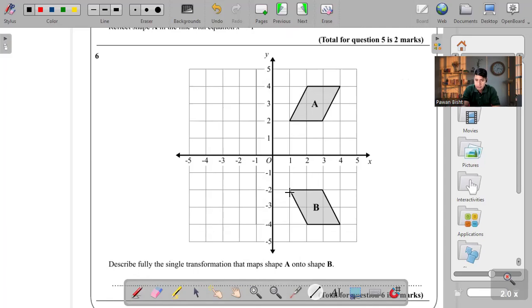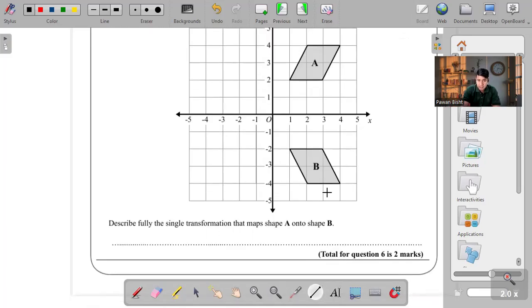Now see this point. This point is 2 units down of this x-axis, and this point is 2 units up of this axis. This point is 2 units up of the x-axis. This point is 2 units down of the x-axis. So we can say that the mirror line is the x-axis. This is my mirror line.